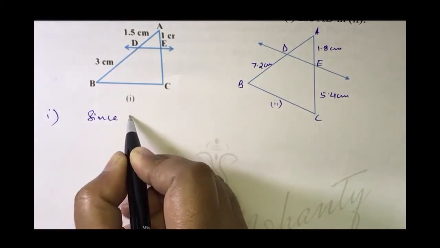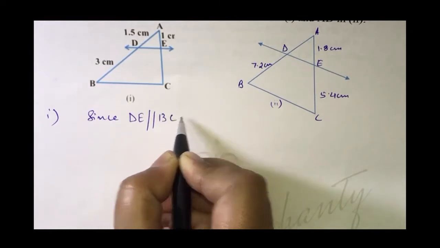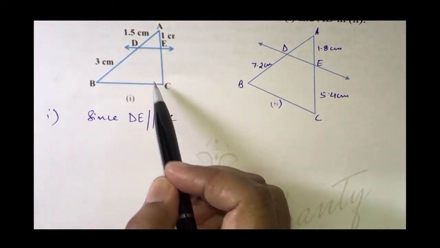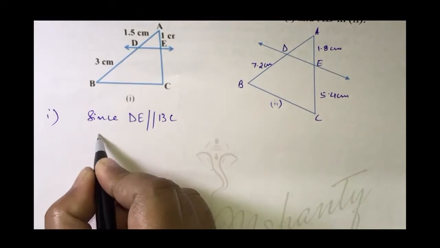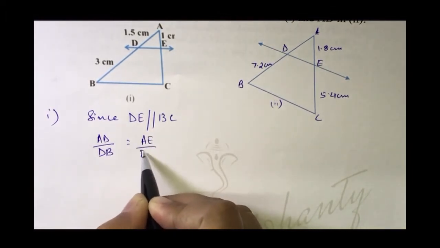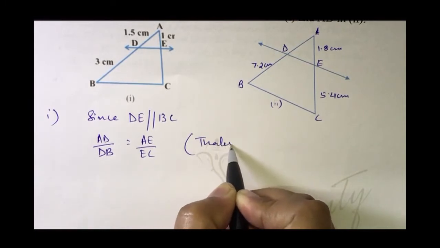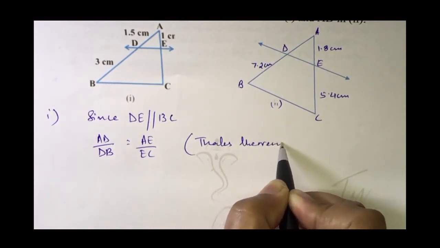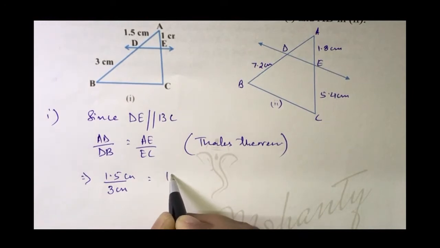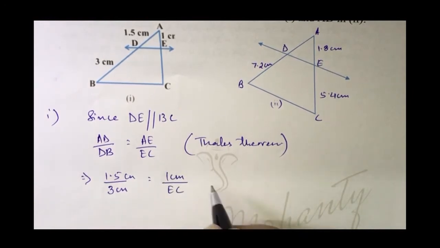Since DE is parallel to BC, as per Thales theorem, you know that in a triangle, if DE is parallel to BC, then AD by DB is equal to AE by EC. Thales theorem, this is the reason. Now let us substitute the values. What is AD? AD is 1.5. What is DB? It is 3 centimeter. What is AE? It is 1 centimeter. And what is EC? We don't know, we have to find out.